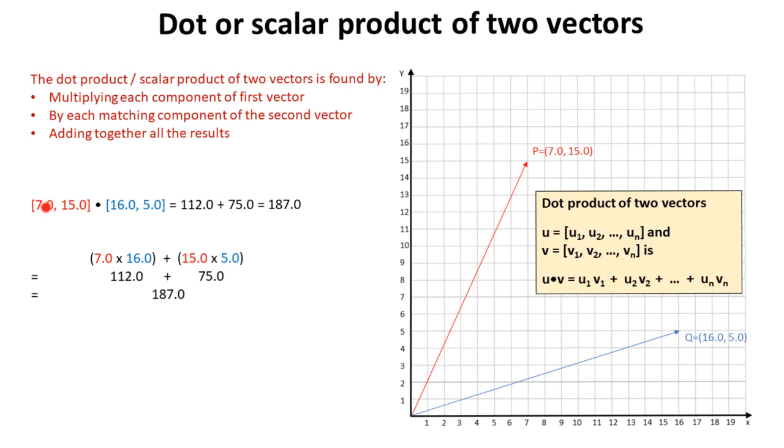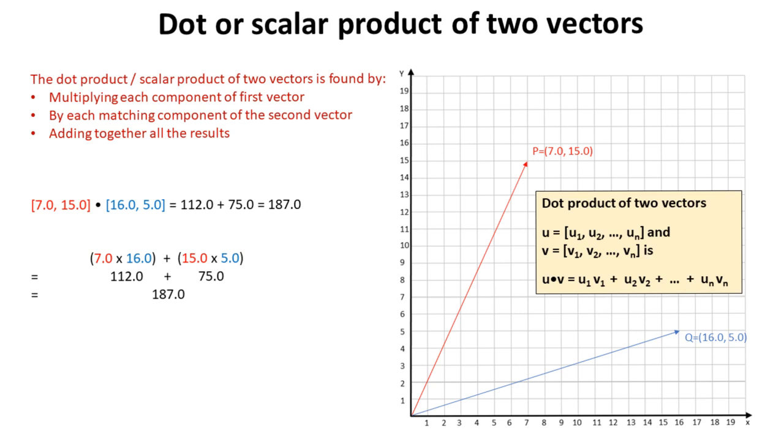So that's the first value from here times by the first value from here, 112, and then the second value from here, 15, times by the second value from here, 75. We then add these two values together to get our dot or scalar product, 187.